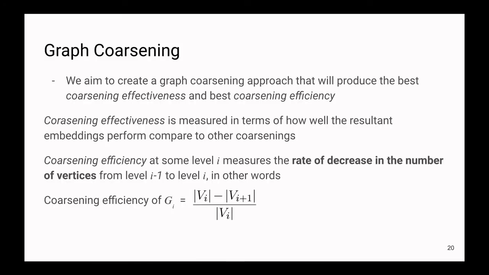With graph coarsening, we aim to create an approach that will produce the best coarsening effectiveness and best coarsening efficiency. So one may ask, what is coarsening effectiveness and efficiency? Coarsening effectiveness is measured in terms of how well the resultant embeddings perform compared to other coarsenings. So with effectiveness, we actually compare the AUC ROC scores of different coarsenings that go through the same embedding process. With coarsening efficiency, at some level I, we measure the rate of decrease in the number of vertices from level I-1 to level I. In other words, with efficiency, we measure how well we can shrink a graph throughout the levels.